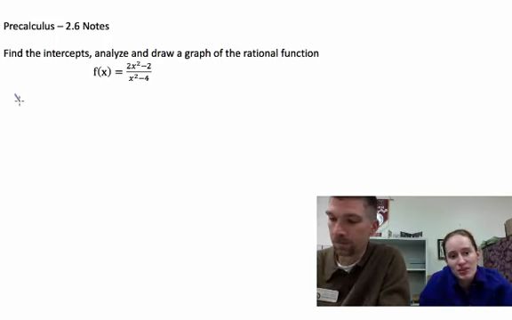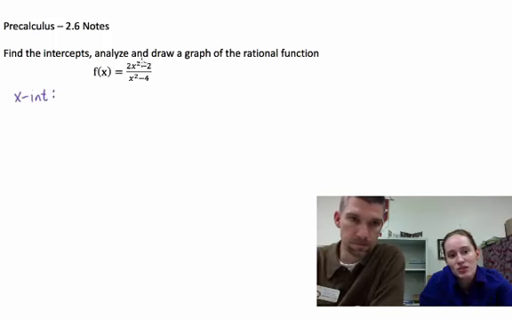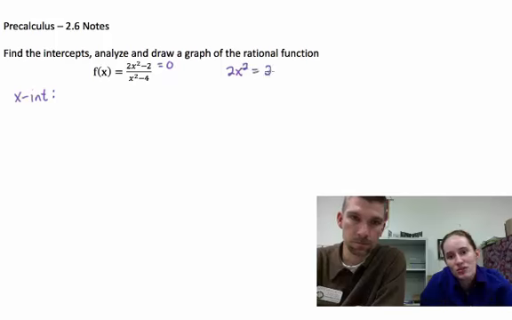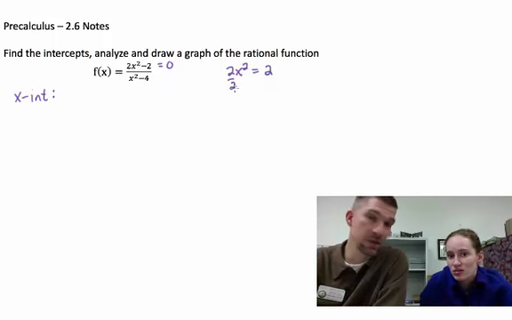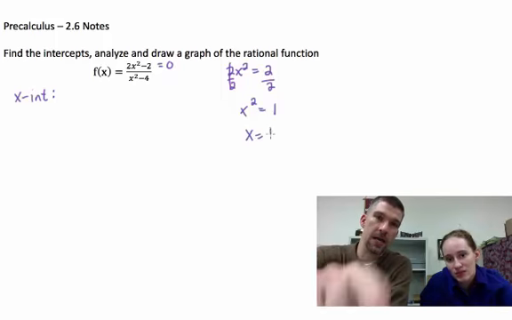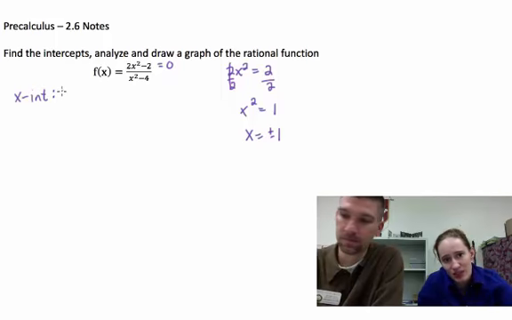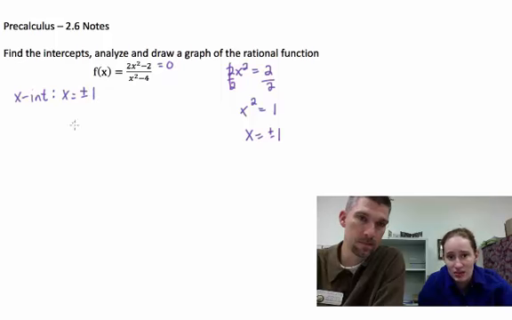Okay, so let's start with the intercepts. The x-intercepts you find by setting the top of the function equal to 0. So 2x squared minus 2: I'd add the 2 over to start off and get 2x squared equals 2. Divide by 2, we get 1. Square root both sides: plus and minus 1. So we have x-intercepts at x equals +1 and -1. Don't forget about the negative.